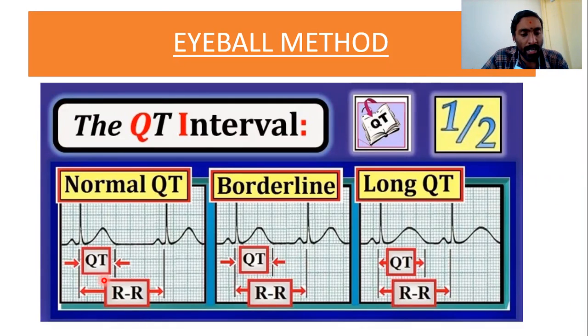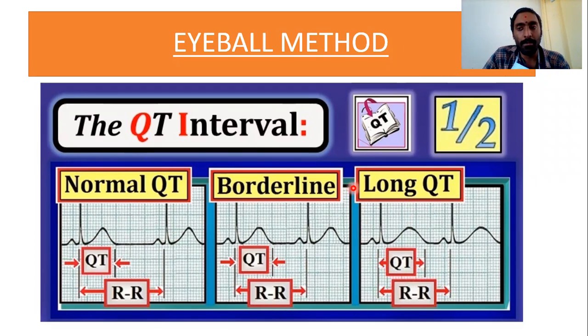So let's take the RR interval, which represents the ventricular activation time, ventricular regularity or ventricular beating. If we take the RR interval, draw a line exactly midway between the RR, and the QT or the T wave should end before the midway. So here we see that this is the RR interval and the QT is way crossing the midway line, and that is suggestive of a long QT.